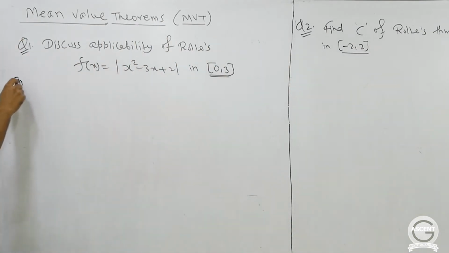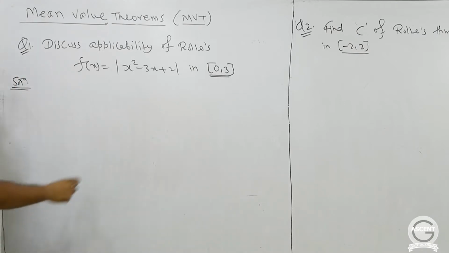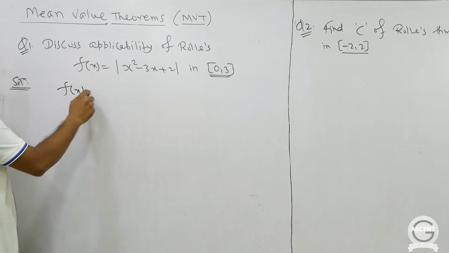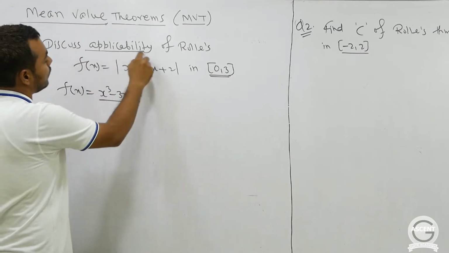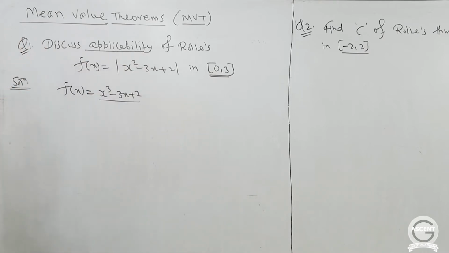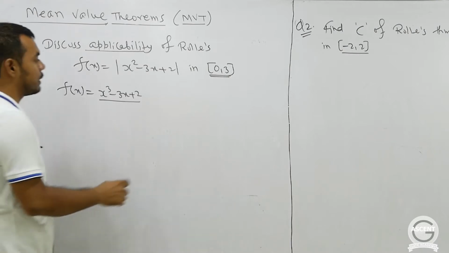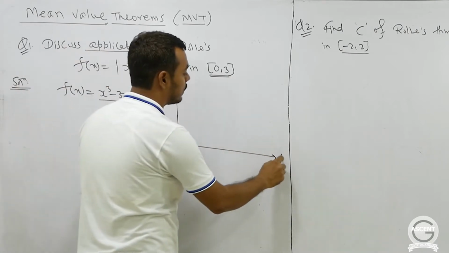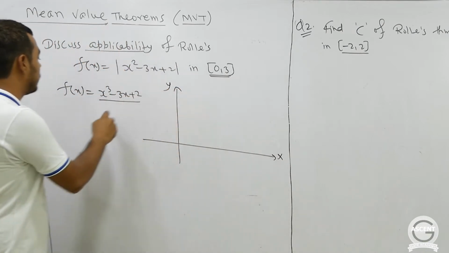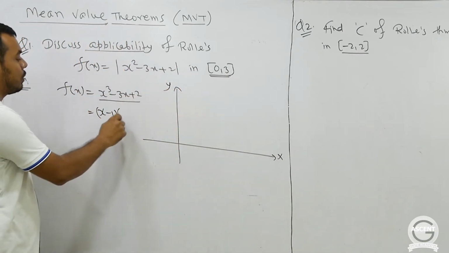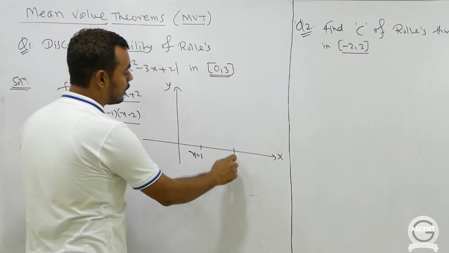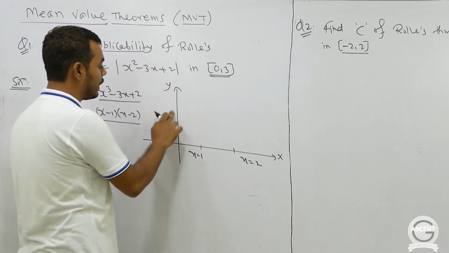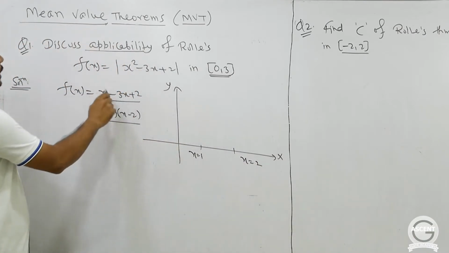So the first one is we have to discuss whether the theorem is applicable here or not. So our f(x) is mod of x square minus 3x plus 2. The theorem will be applicable only when all three conditions are satisfied. So here, if you see the graph of this particular function, these are your coordinate axes. Now this expression you can write as (x minus 1) into (x minus 2). So f(x) will give us 0 when x is 1 and when x is 2, and you can see that you have x square here.